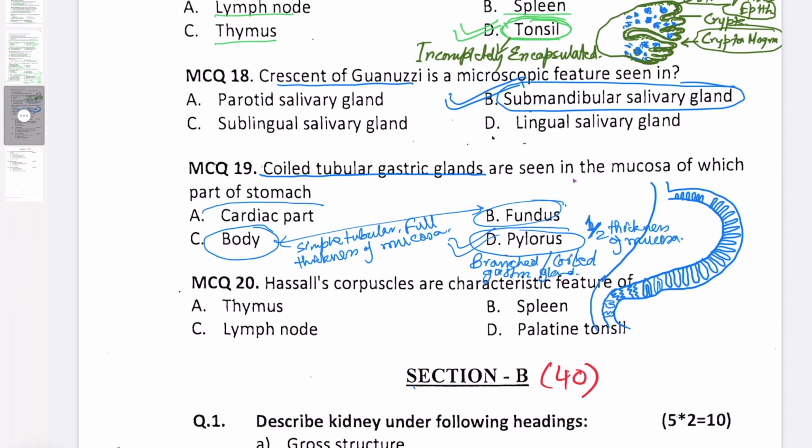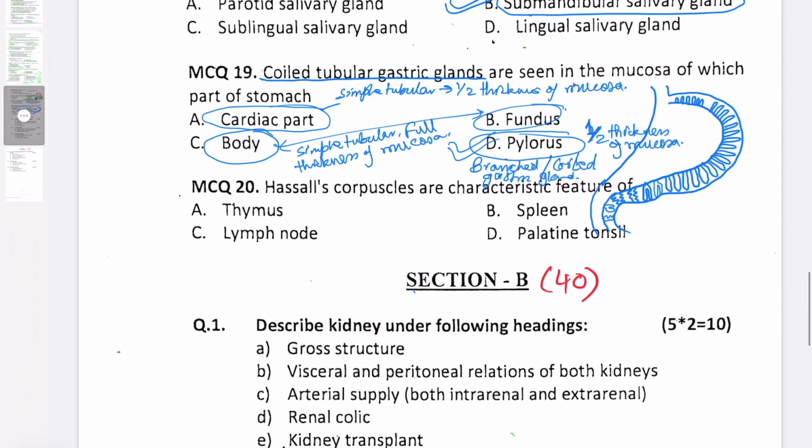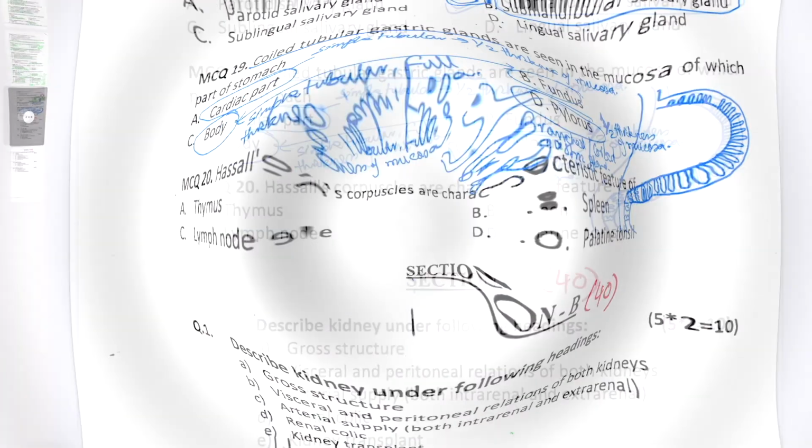And in case of cardiac part, of course, you will find simple tubular, but they will be only reaching to the half thickness of mucosa. Long gastric glands, which are extending throughout the thickness of the mucosa, will be found in fundus and body. But remember, in the case of pylorus, branched or coiled tubular glands are the features of pyloric region of the stomach. Question number 20 is: Hassall corpuscles are characteristic features of thymus, spleen, lymph node, or palatine tonsil?